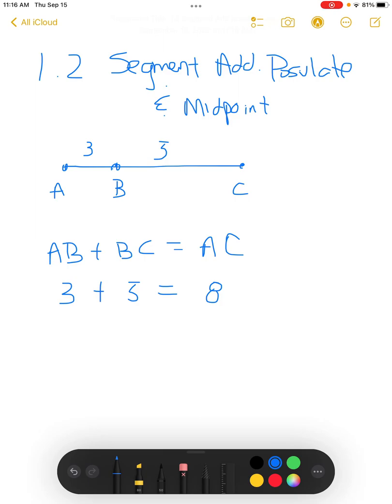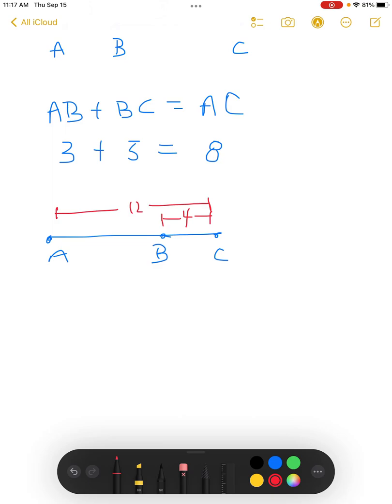So where this is useful is if, let's say, I give you the entire length of the segment. Let's say that whole thing is going to be a length of 12. And let's say I tell you that BC will be a length of 4. So if AC is 12, BC is 4, what must the length of AB become?